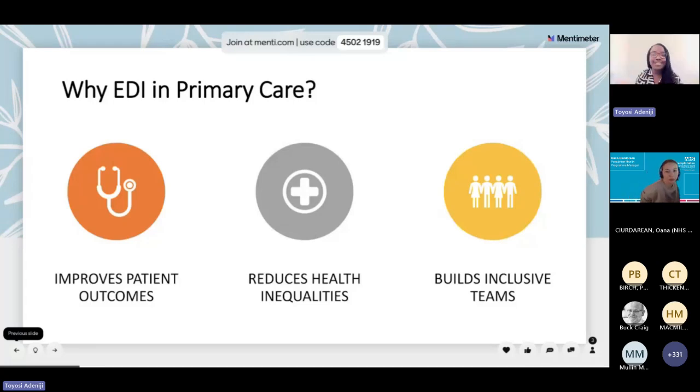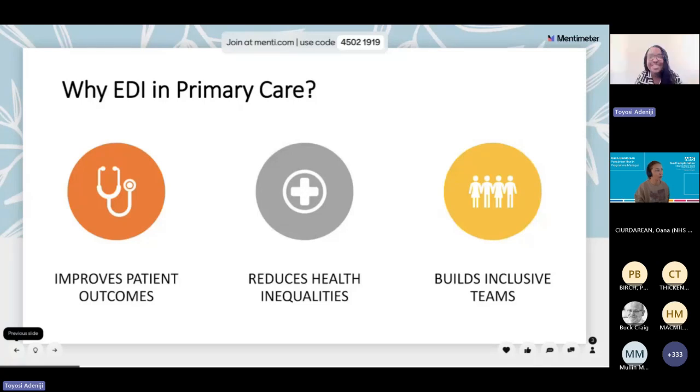And interestingly, I get to teach our lovely registrars preparing for AKT, and we're able to actually see how EDI comes alive in primary care. And the truth is, we live and breathe it. EDI is embedded in every component and ultimately improves patient outcomes, reduces health inequalities, which we've touched on today very well, and also builds inclusive teams.